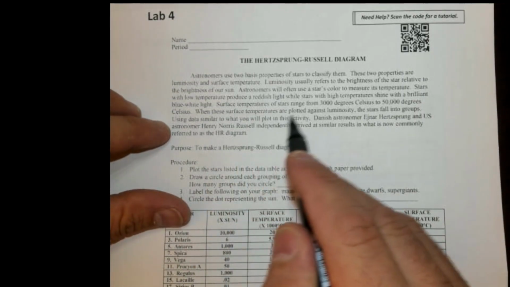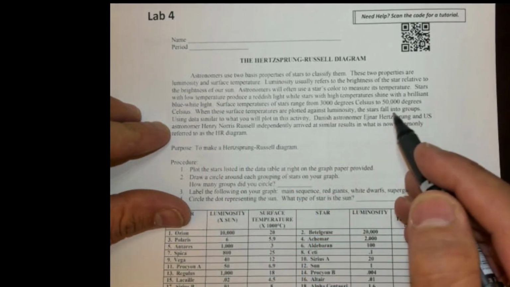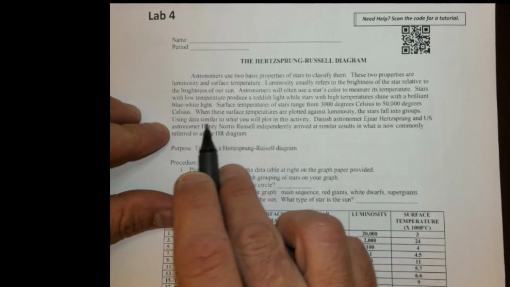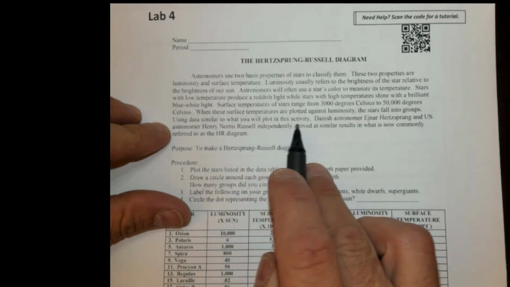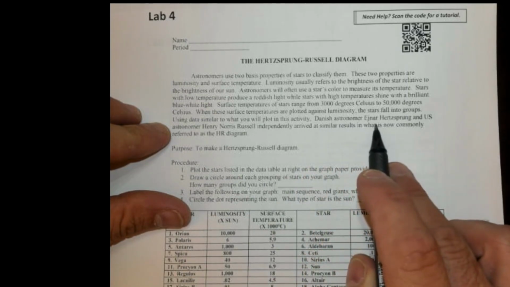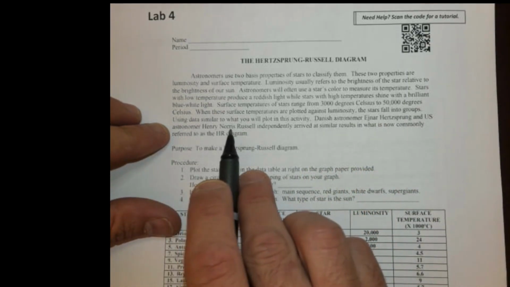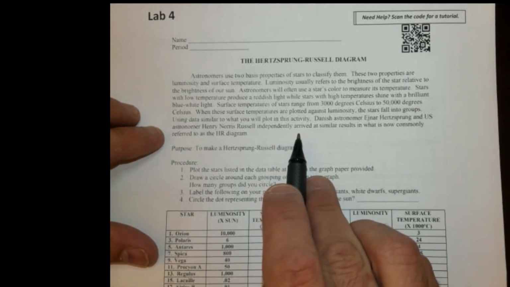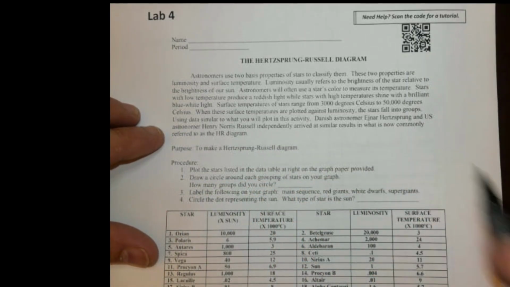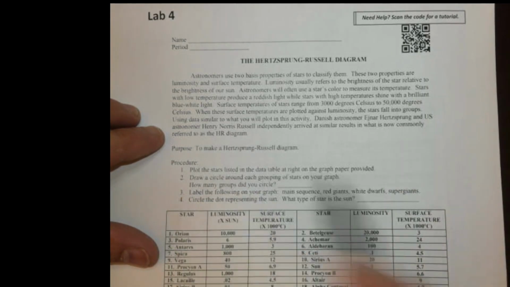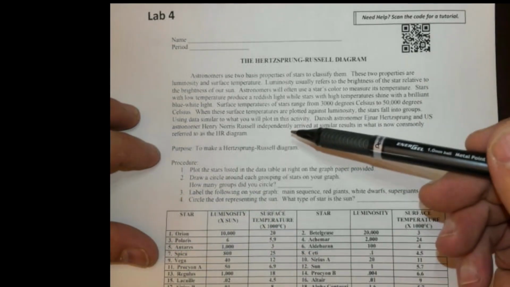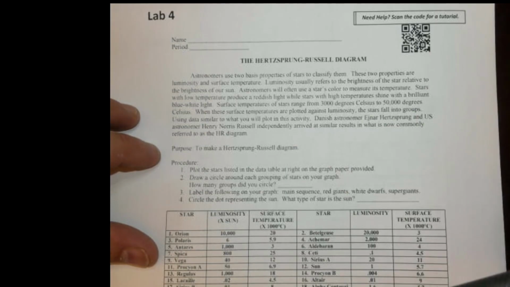When these surface temperatures are plotted against luminosity, the stars fall into groups using data similar to what you will find in the plot in the activity. Danish astronomer Einar Hertzsprung and U.S. astronomer Henry Norris Russell independently arrived at similar results in what is now commonly referred to as the HR diagram. So your purpose today is to make a Hertzsprung-Russell diagram.